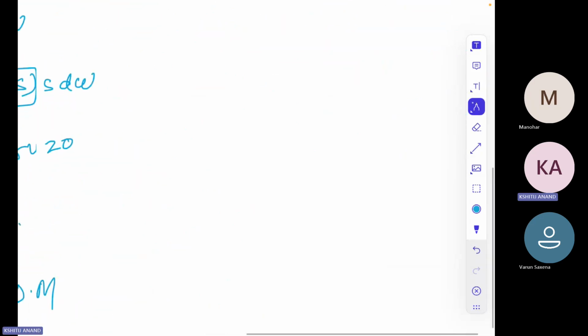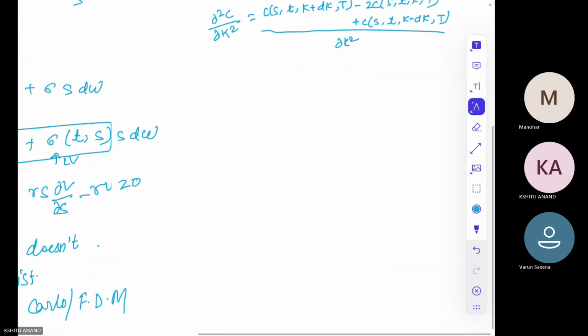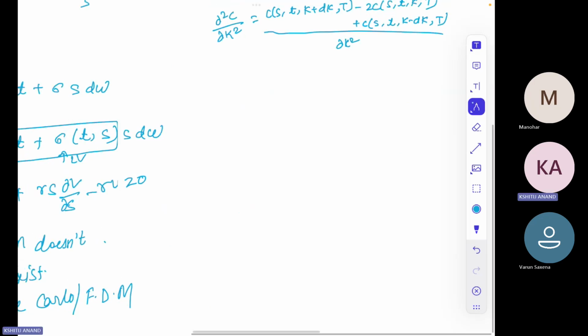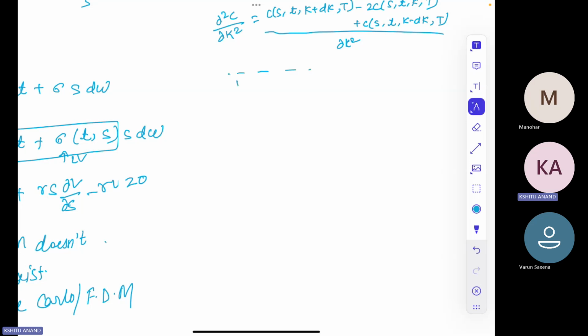Let us just try to see it for an index. In the real world, you will be having an observation like this. Here, let us say you are having time to maturities on this side: 1 week, 2 week, 4 week. Here you will be having a K, maybe 100, 110, 120.